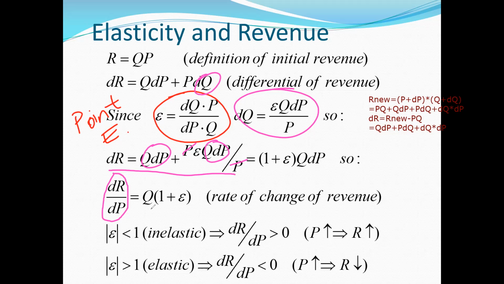Okay, 1 plus epsilon. Now, epsilon will always be a negative number, remember. Epsilon by itself is always a negative number. What happens if the magnitude of epsilon is less than 1? What happens to your dR over dP? Does it become positive or negative? Is it going to be more than 0 or less than 0? I say that here more than 0, right? But does that make sense? Is it in fact correct?